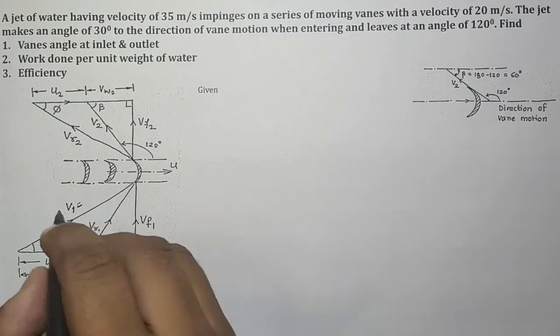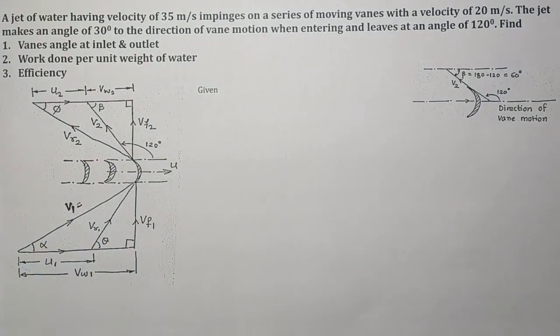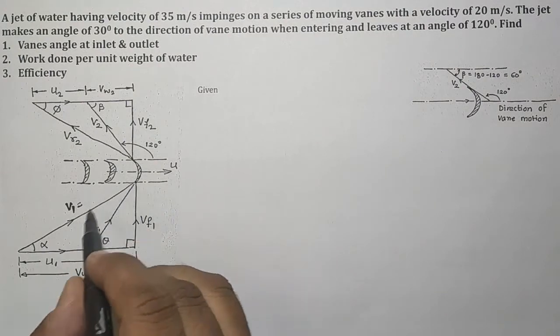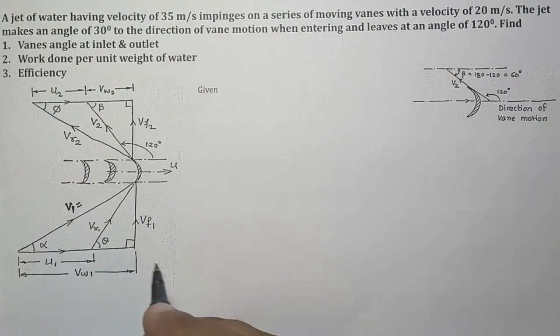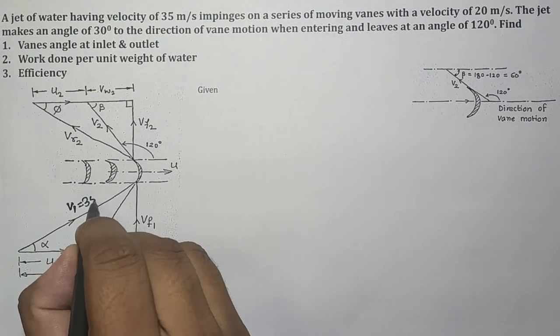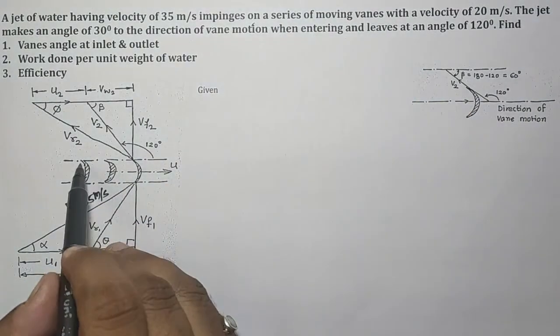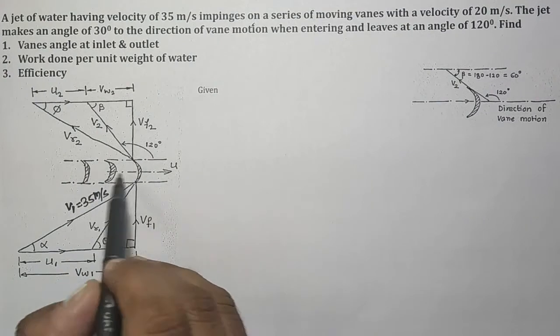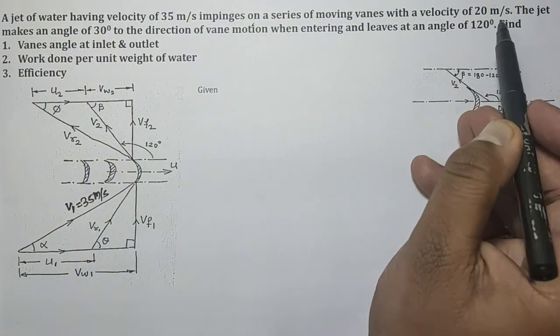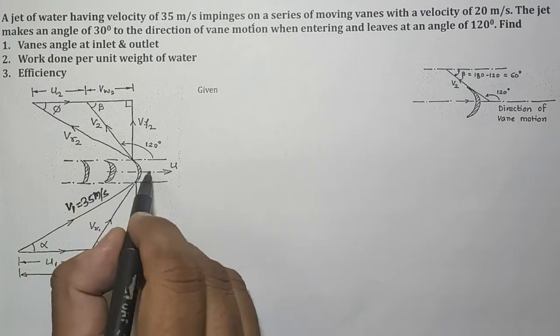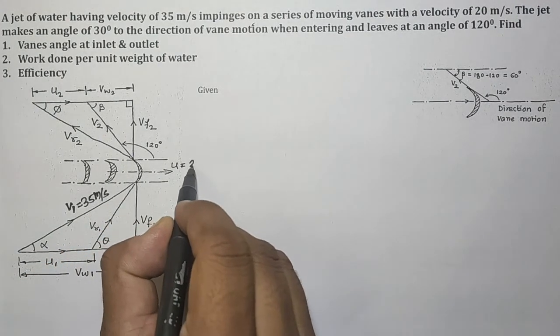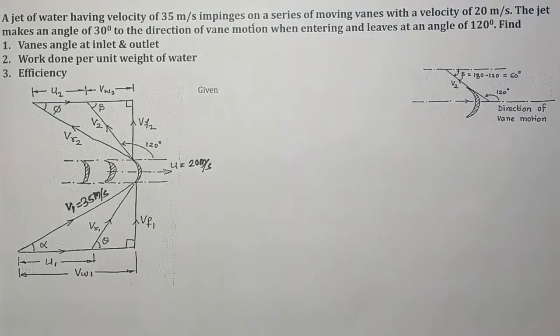So here is a jet of water having velocity v1. This is the absolute velocity of the jet, 35 meter per second, which impinges on a series of vanes. These are a series of vanes moving with velocity 20 meter per second. Each vane is moving with the same velocity, 20 meter per second.